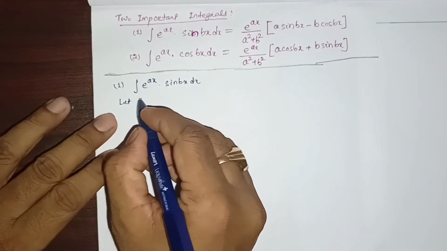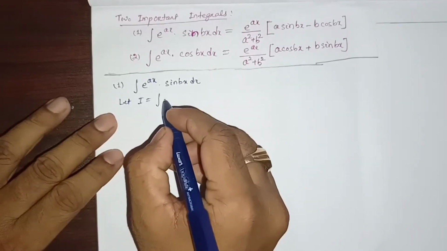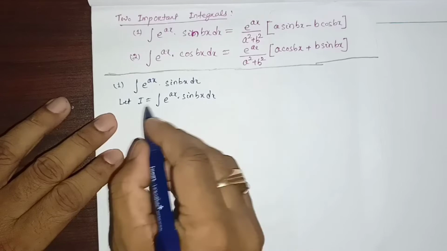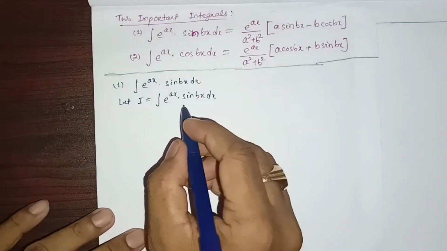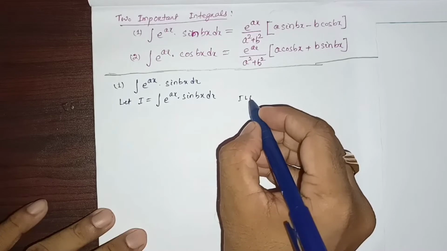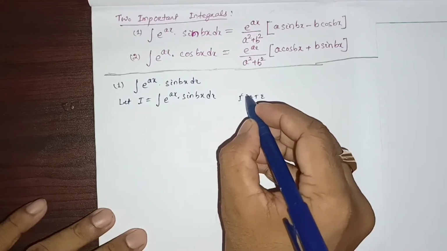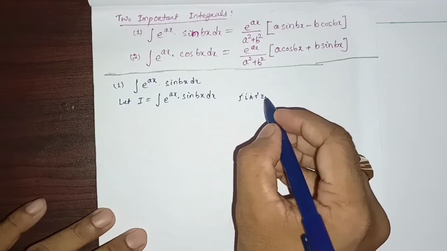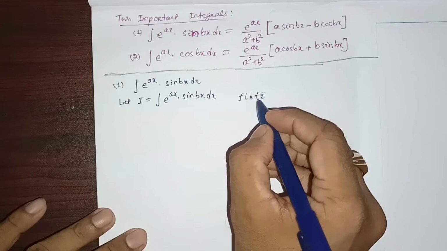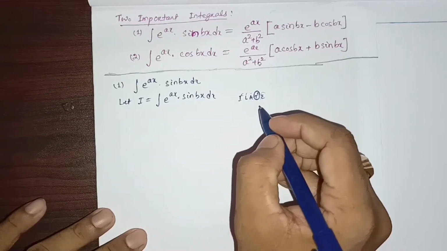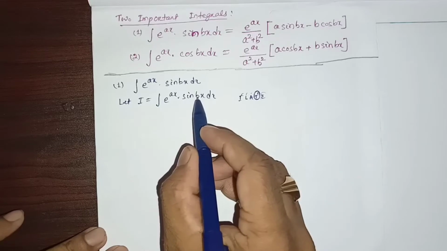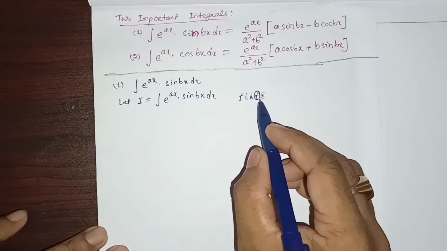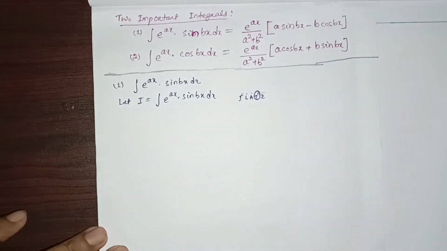Let I equal e to the power ax into sine bx dx. Here we are going to apply ILATE for this integration: inverse, logarithmic, algebraic, trigonometric and exponential. So here exponential is the last, the second function, and trigonometric will be considered as the first function. So this is the trigonometric function, sin bx, considered as the first function, and exponential will be considered as the second function.